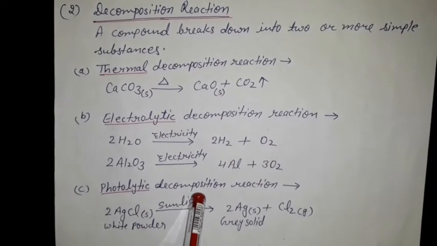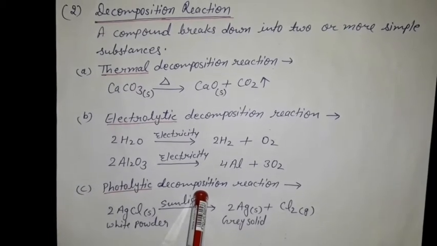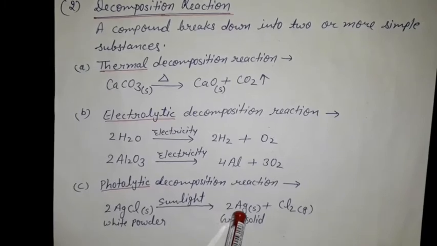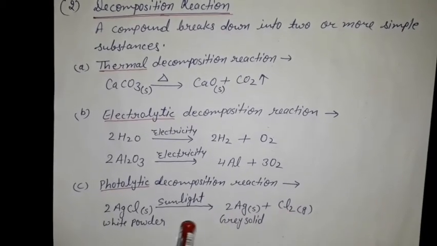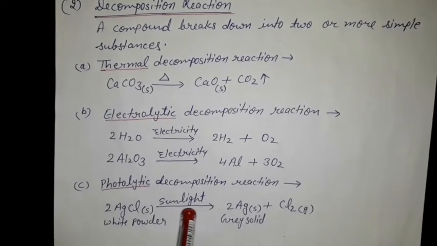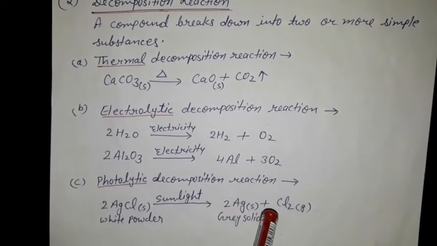Third is the photolytic decomposition. In this one, when we keep any substance in sunlight, it breaks into two or more compounds. Just like AgCl, when sunlight falls on AgCl, it breaks into Ag and Cl2.